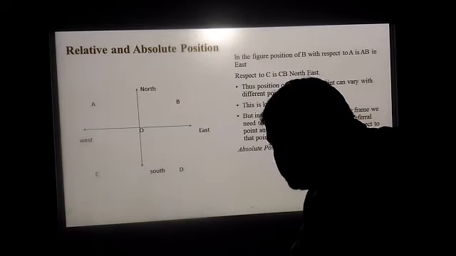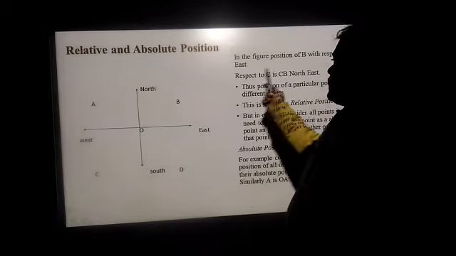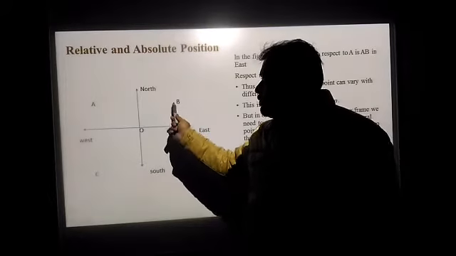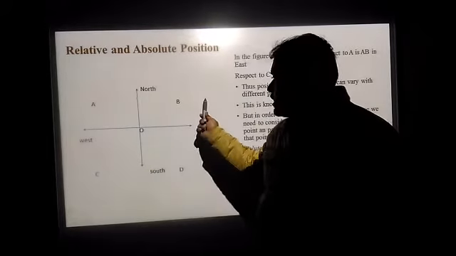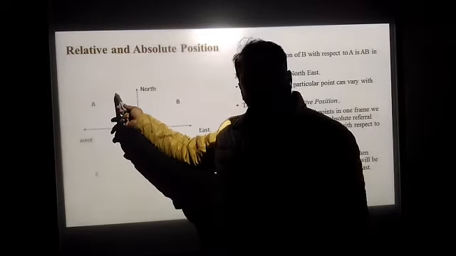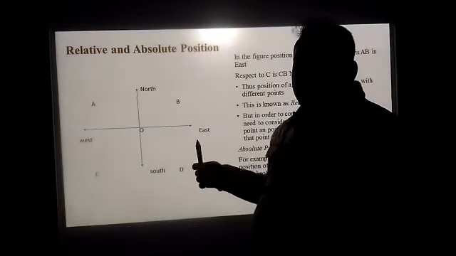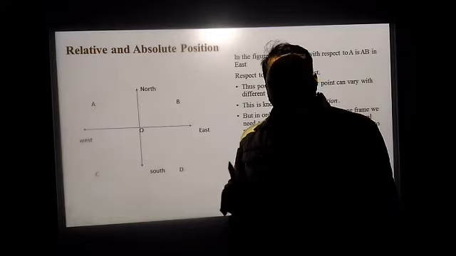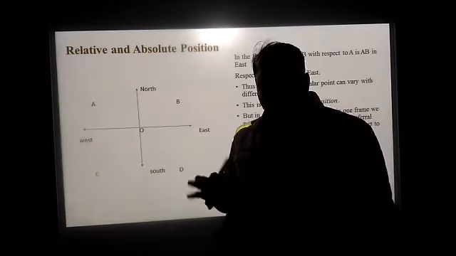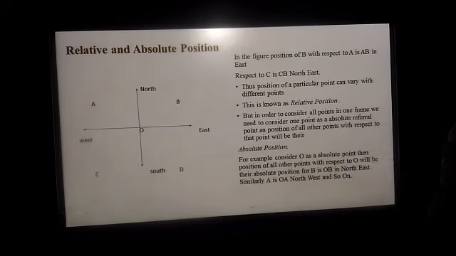This is known as relative position. I said the position of B with respect to A is in the east direction, and the position of B with respect to C is in the northeast direction. Similarly, the position of A with respect to C is in the northward direction. This means I am denoting the position of one person with respect to another, so this is a kind of relative position.